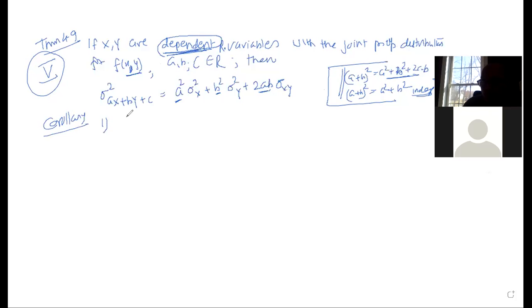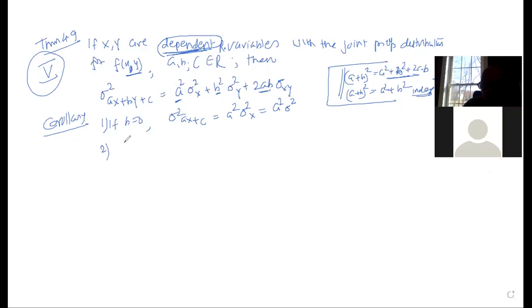Corollary 1: suppose b equals 0. Then sigma square of ax plus c equals a square sigma square of x. We don't write sigma of c because that's always 0. There is nothing related to c; sigma of c is equal to 0. Sometimes people write this as a square sigma square x. It is to be understood that a is there and you are working with x.